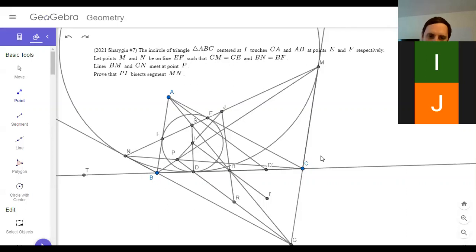Yeah, if we can show R, H, and J are collinear, that would solve it by the Gauss line. Yeah, there's a lot of stuff going on here. What is the Gauss line like?